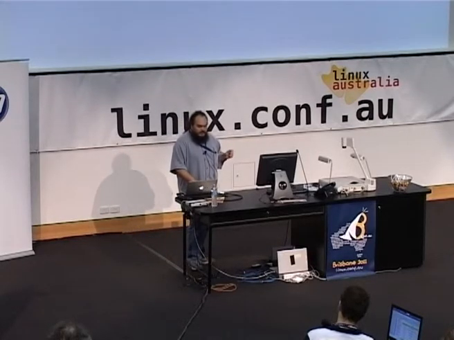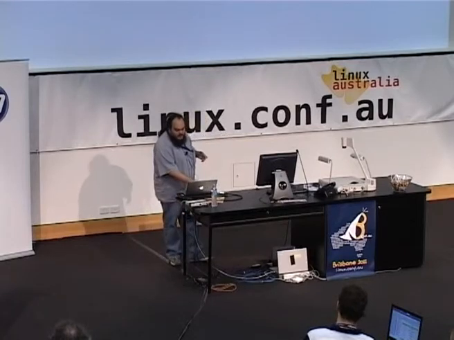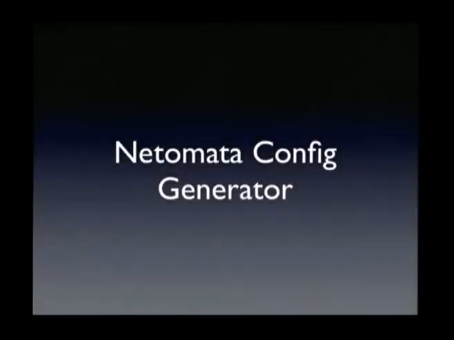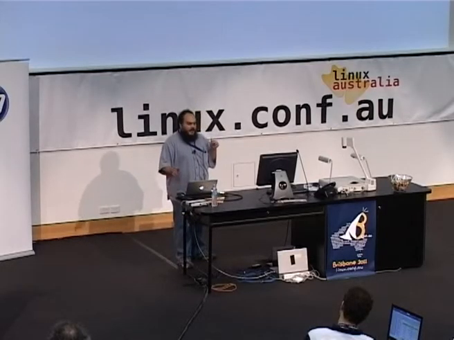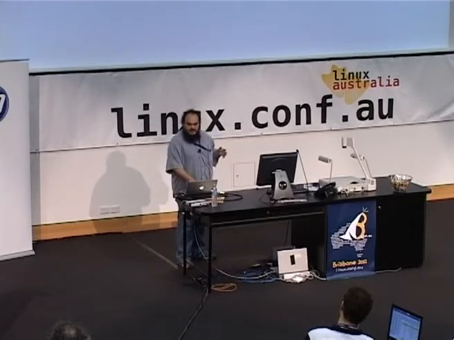A tool that's come out relatively recently designed for this quite specifically is Netomata Config Generator, which is essentially a template-based config generator. It's somewhat more generic than just network devices. It's an ERB core, it's essentially common to many systems. So Puppet users will be wonderful. Steve Walsh was telling me yesterday that someone's got a Puppet class for doing Cisco switches, things. Whatever.